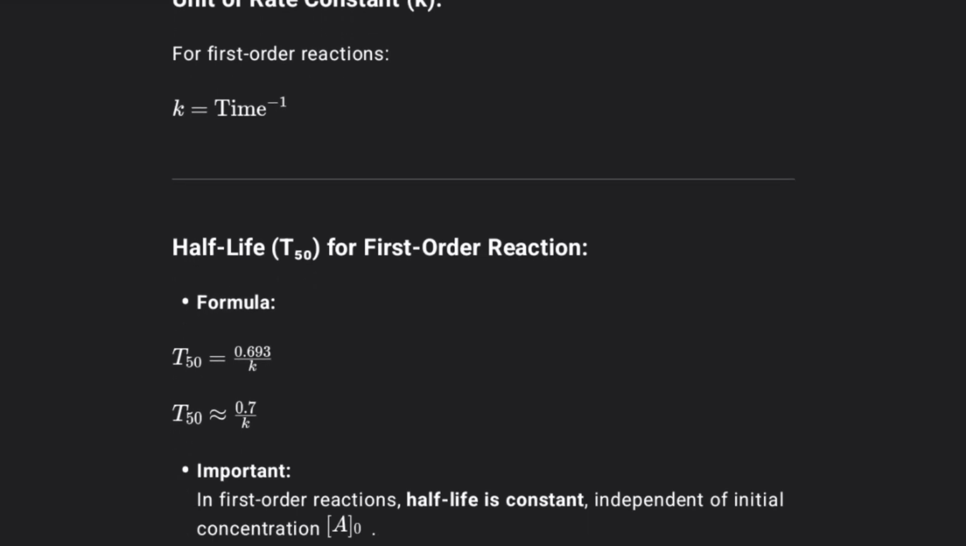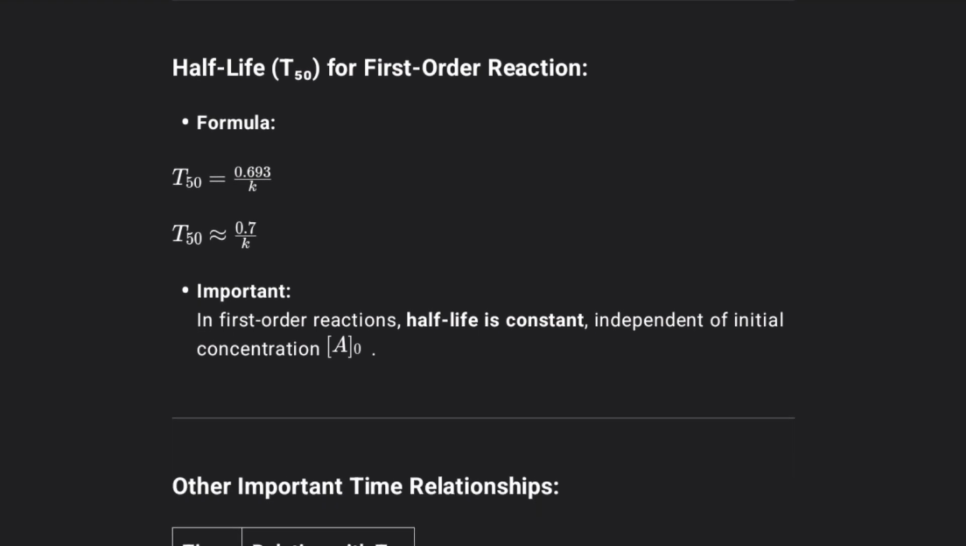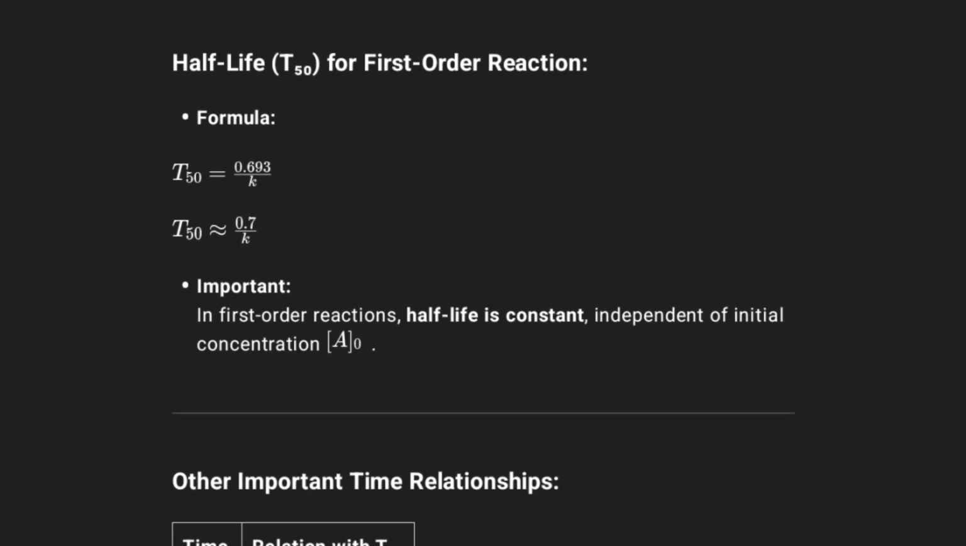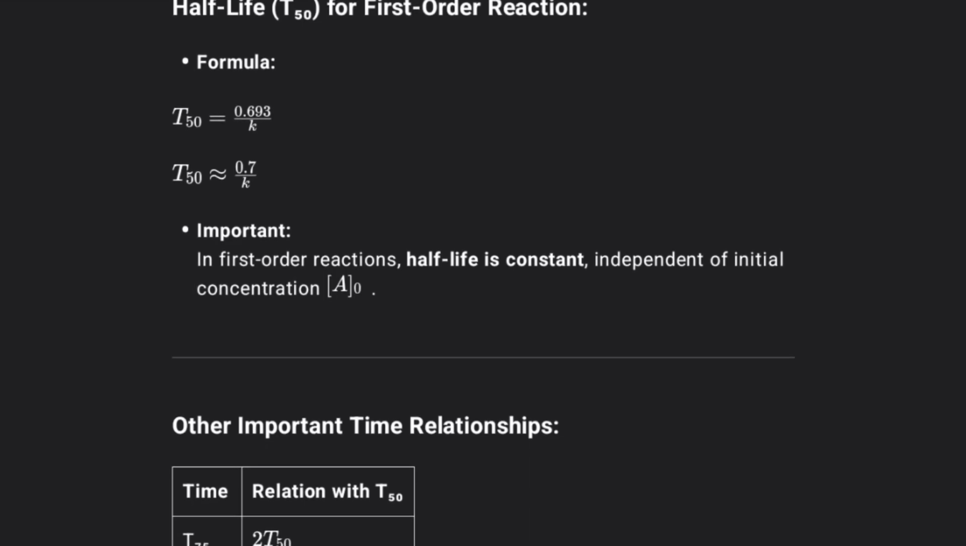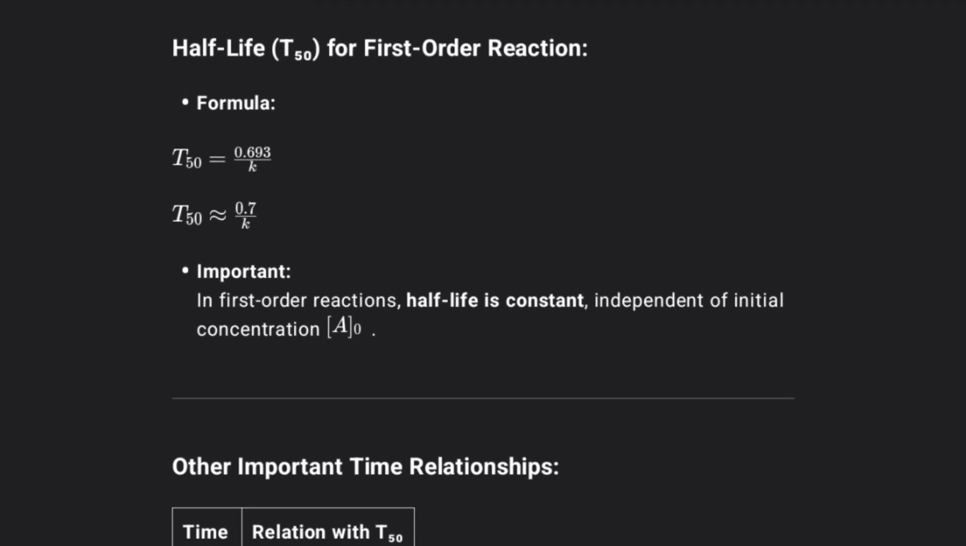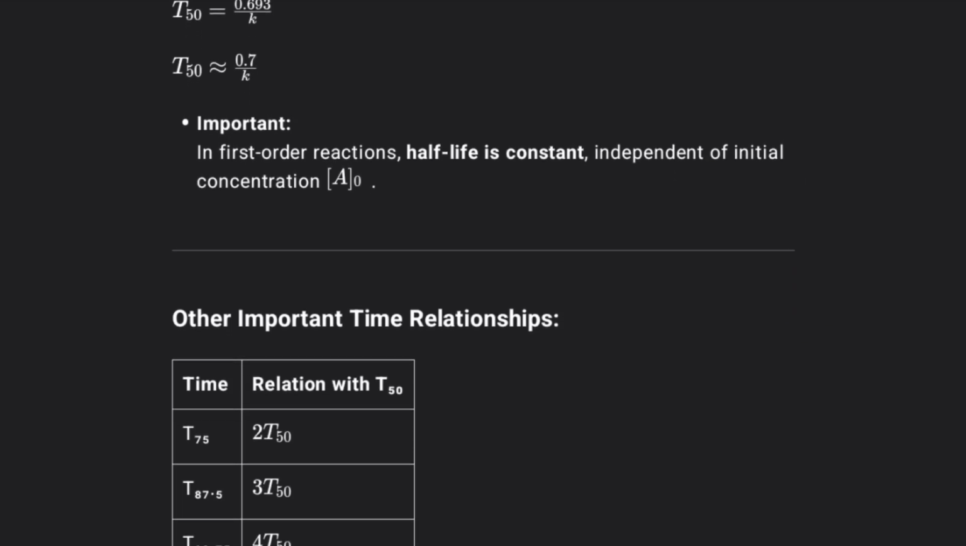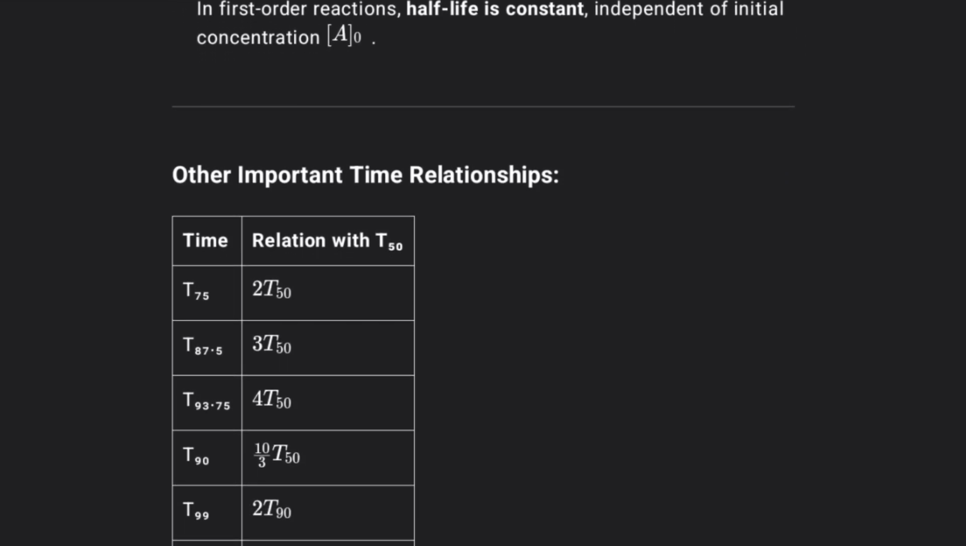Half-life t1/2 for first order reaction: t50 = 0.693/k, or approximately 0.7/k. Important: in first order reactions, half-life is constant, independent of initial concentration [A]0. Other important time relationships: t75 = 2 t50, t87.5 = 3 t50, t93.75 = 4 t50, t99.9 ≈ 10 t50.